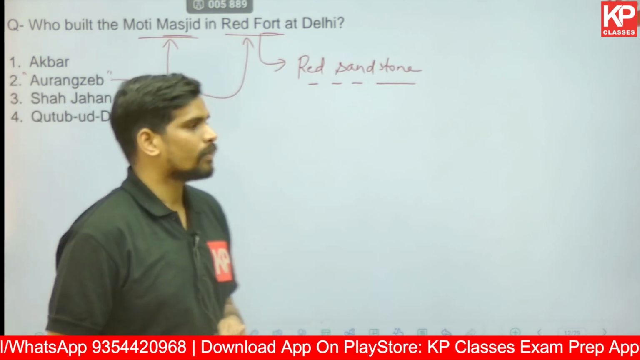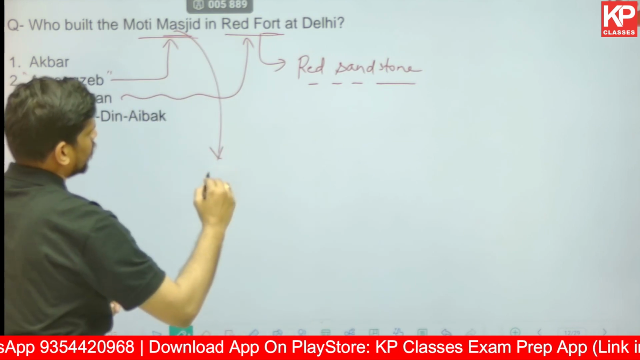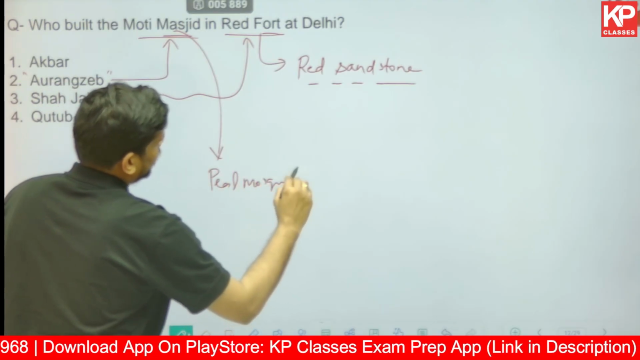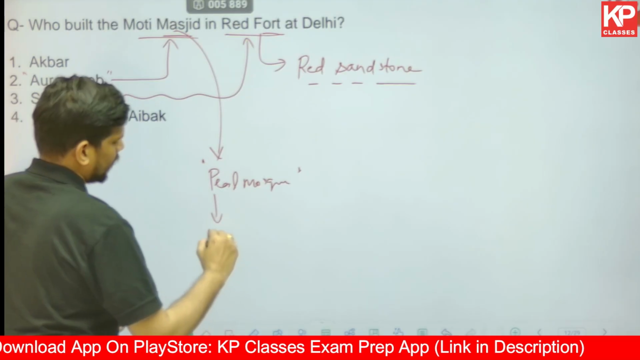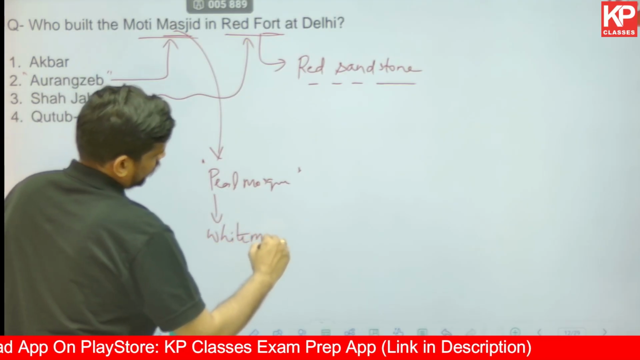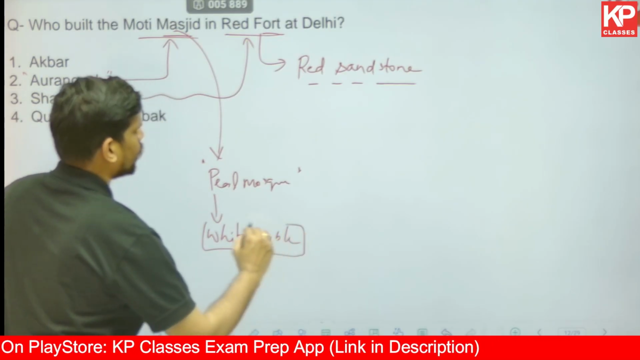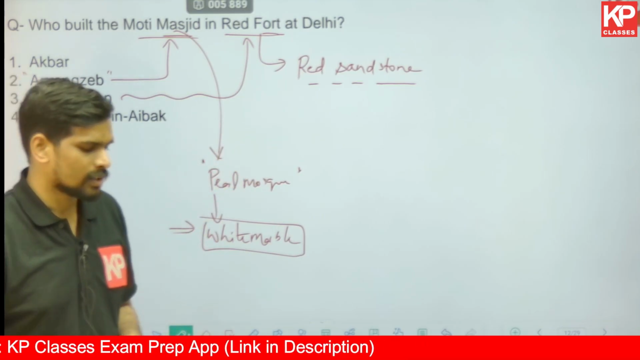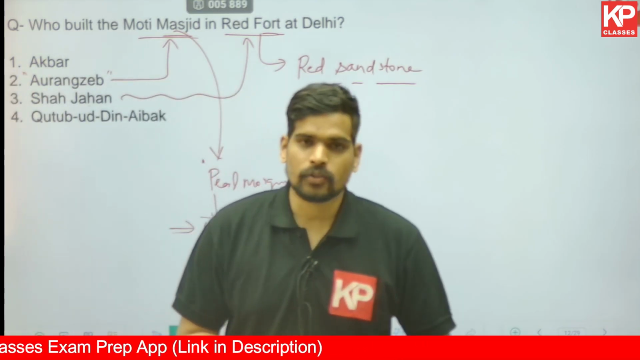And with respect to Moti Masjid, why is it called Moti Masjid? It is basically a pearl mosque, if you translate it into English, mainly because it is made out of white marble. This is the only major structure which is completely made out of white marble within the Red Fort complex. All the other structures predominantly are made out of red sandstone.